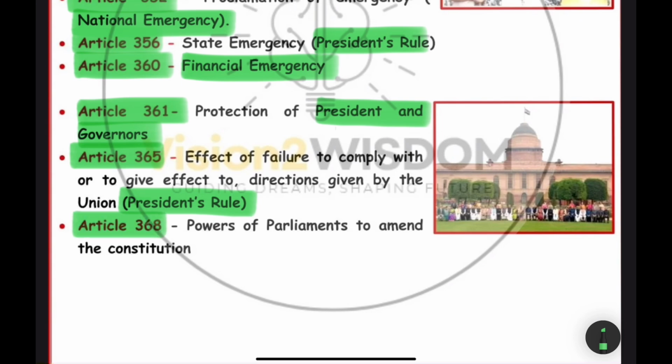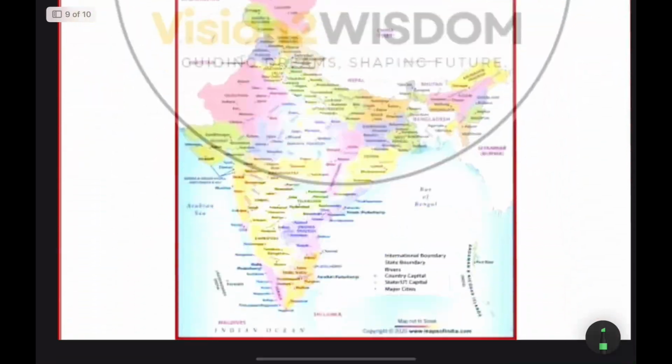Now, the most important article, Article 368, gives the power to Parliament to amend the Constitution. Okay, so that's all guys. We have almost completed the important articles related to the Constitution. There are certain more, so you can complete them on your own.